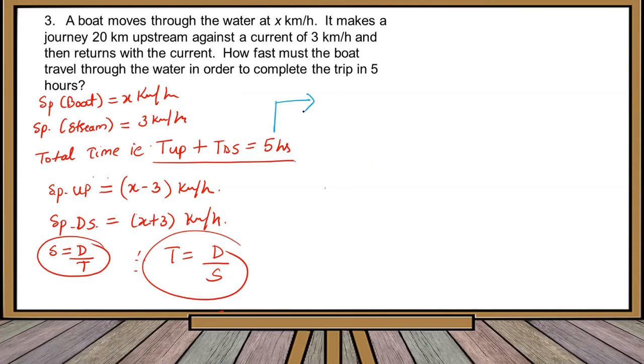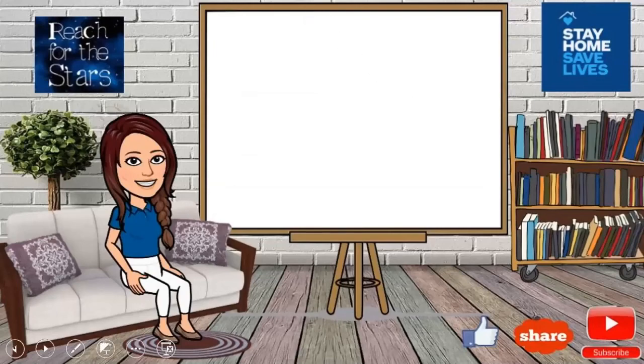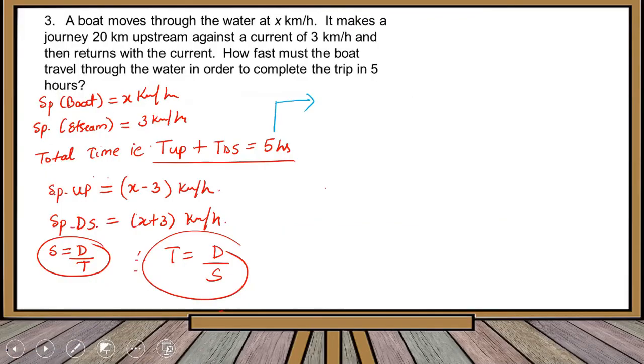So now let us substitute distance. So what was the distance over here? Distance over here was 20 kilometers. So distance upon speed. So 20 upon speed to go up, x minus 3, plus 20 upon speed to come down, x plus 3, equal to 5. Okay.